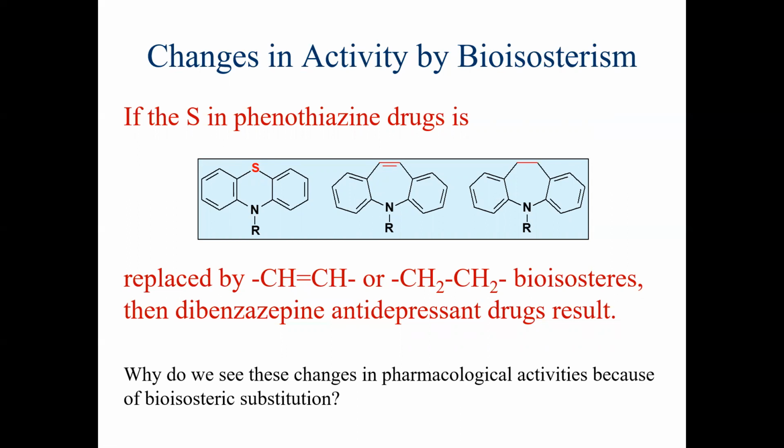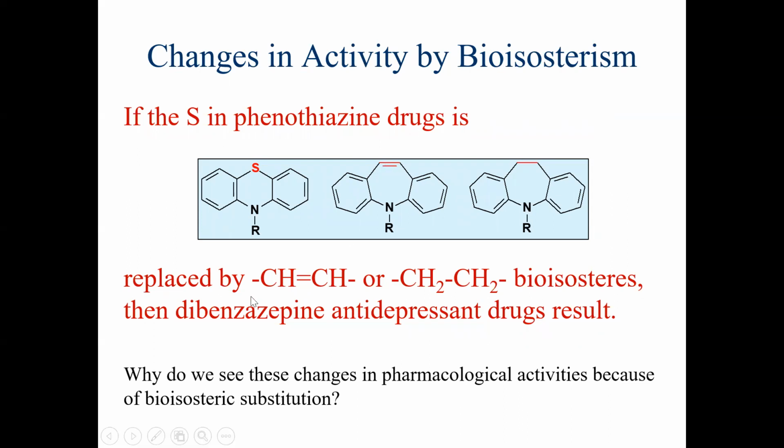Just take note that there are two different types. But in this case, it's a non-classical bioisostere, that's sulfur, and it can be substituted with a double bond or a single bond because it has a similar size, shape, and electronic nature compared to this sulfur molecule here, but it doesn't have the same number of heavy atoms, so making it a non-classical bioisostere.